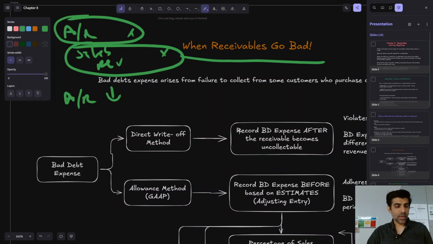So the way we're going to do it is not actually reduce revenue. We're going to take an expense. The income statement is going to be fixed by taking an expense to offset that sales revenue, and we're also going to do something with the account receivable. There are two methods. The first one, the simpler one, is the direct write-off method.